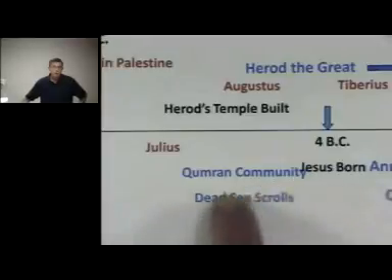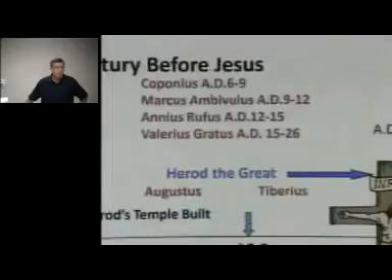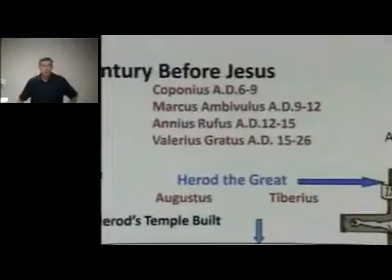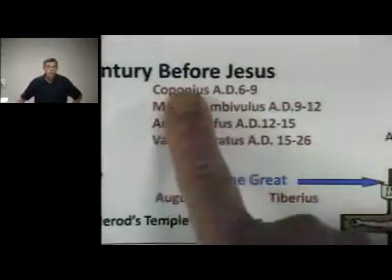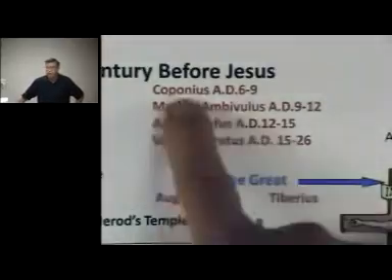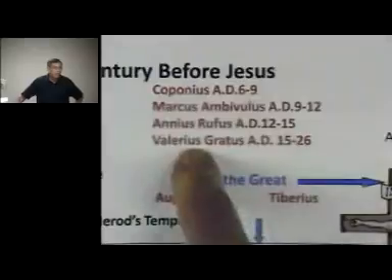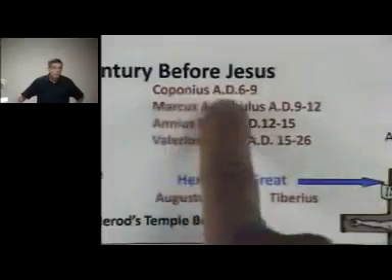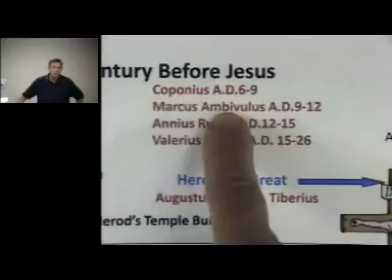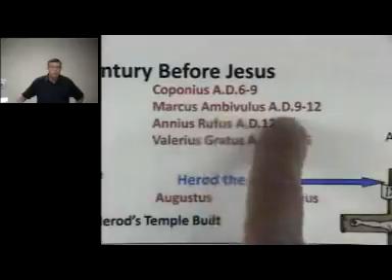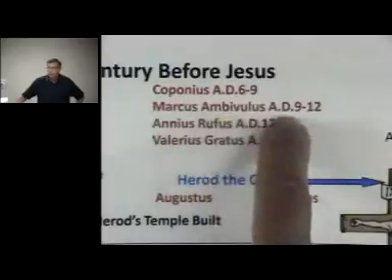Now, you read about Pontius Pilate in the New Testament, right? Roman sources tell us that before Pontius Pilate came to be the governor of Judea, Coponius was the governor of Judea AD 6 through 9. He had Pontius Pilate's job before Pontius did. Marcus Ambivalus was governor of Judea from AD 9 through AD 12. Annius Rufus was the governor of Judea from AD 12 to AD 15.